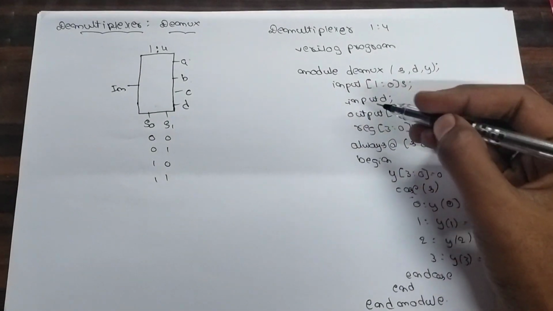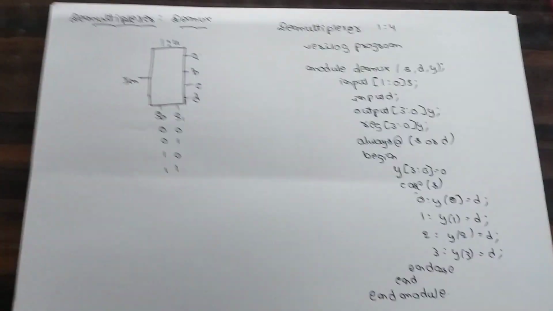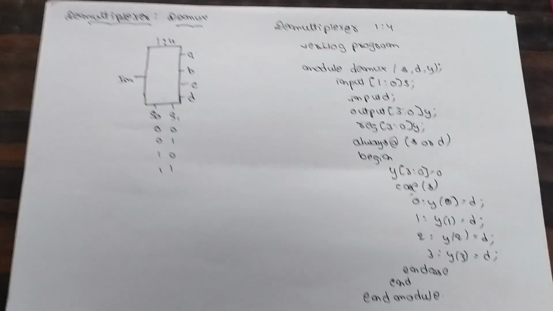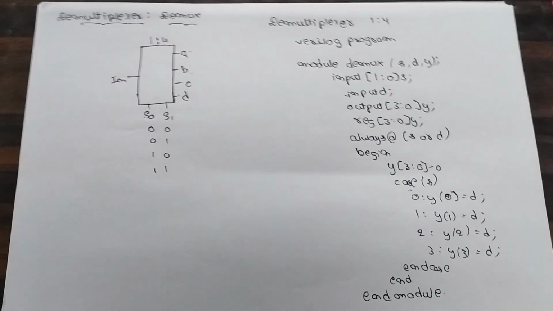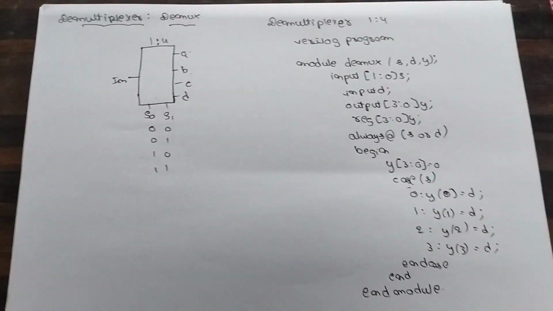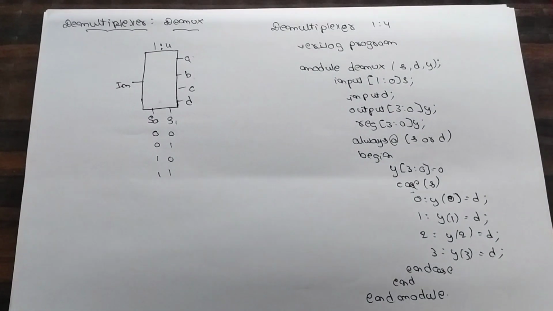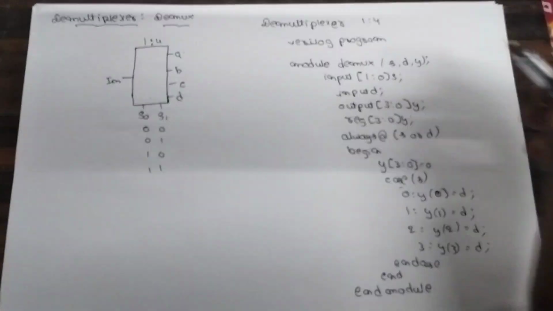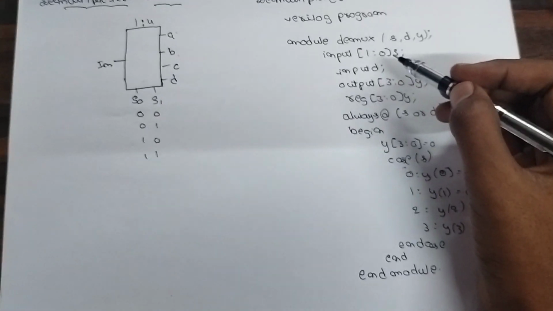This is the Verilog program for demultiplexer. Here we have taken first module demux. Here demux is the name of the program, and s, d, y. Here s is the select line, d is the single input, and y is the output. Here we have taken input s, that is the input select line.